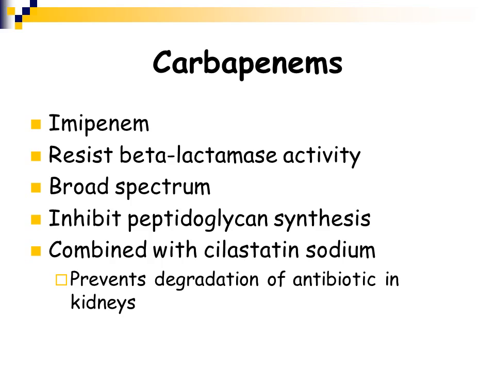The carbapenems, an example is imipenem, are resistant to beta-lactamase activity. They're broad spectrum. They inhibit peptidoglycan synthesis. So the peptidoglycan that's in the cell wall of our prokaryotic bacterial cells, they inhibit that from developing, so the bacteria can't survive. Carbapenems are usually combined with cilastatin sodium to prevent degradation of the antibiotic in the kidneys, because some of these antimicrobial agents can be toxic to our organs.